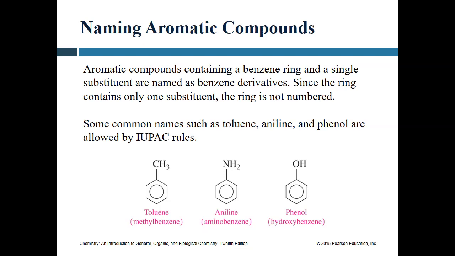Now, because benzene rings are extremely common, they have a number of derivatives that are also common. So the three most common derivatives of benzene are these three. Methylbenzene, that is benzene with a methyl group on it, is sometimes referred to as toluene.